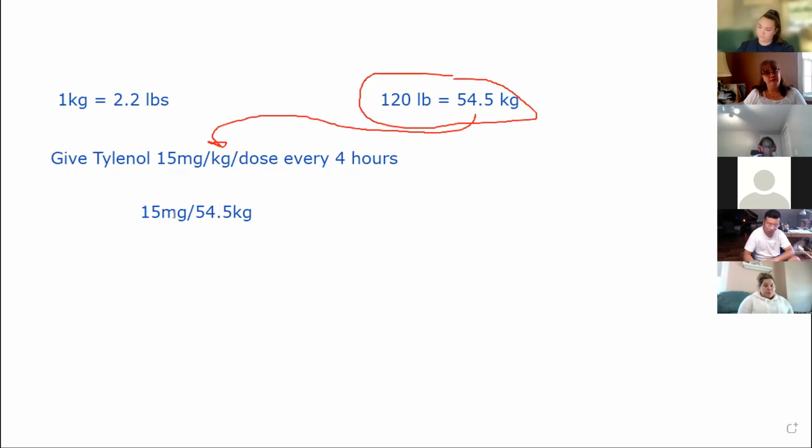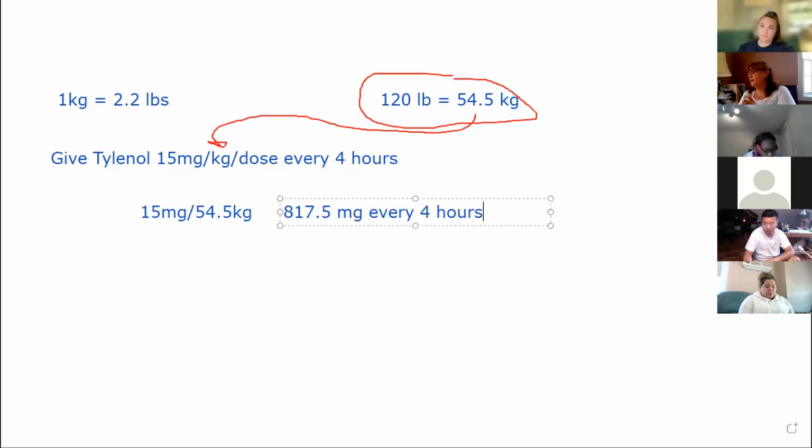Okay. Or it's times. So if I have 15 times 54.5, that means I can have 817.5 milligrams every 4 hours. Yes? The max dose for Tylenol is 1,000. So they're usually 250 milligram tablets or 500 milligram tablets. So we would figure it out based on what we have. All right, but that would be how that works.